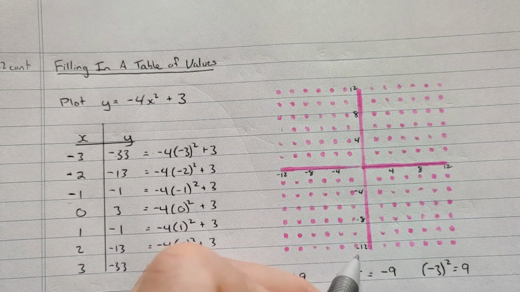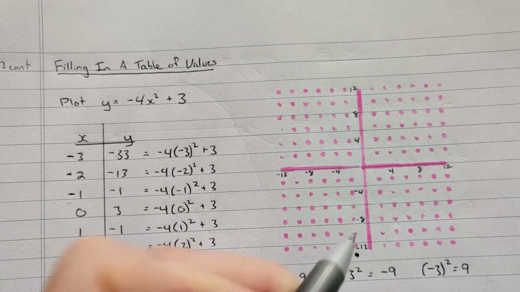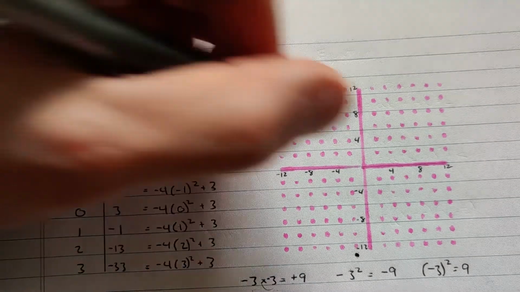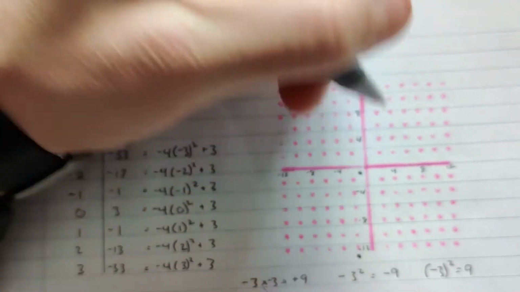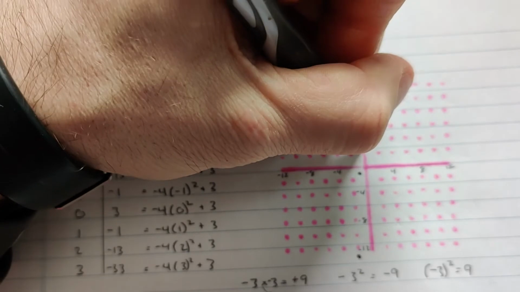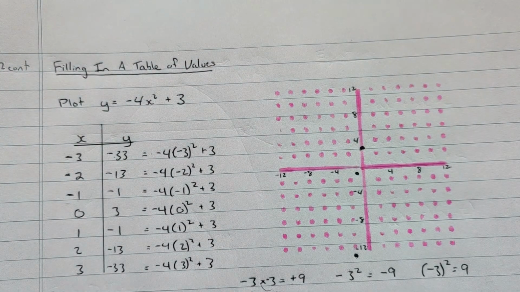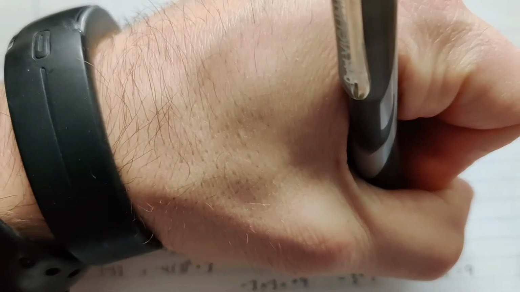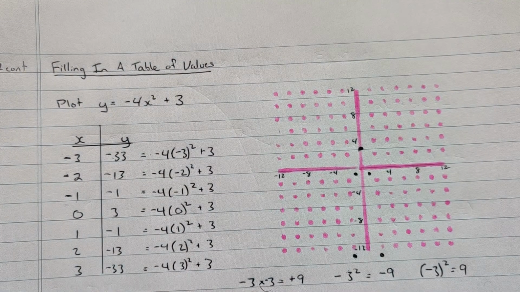Negative 2 and negative 13 is just about right here on my grid. And negative 1 and negative 1, that is going to be right here. 0 and 3 is right here. And then 1 and negative 1 and 2 and negative 13. So we got a graph about like this.